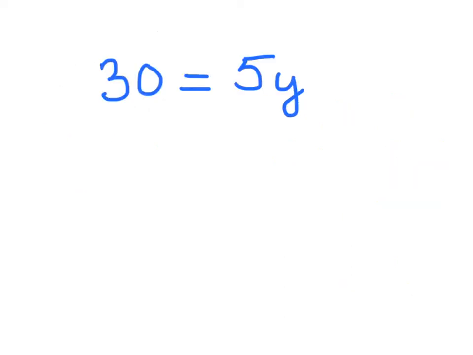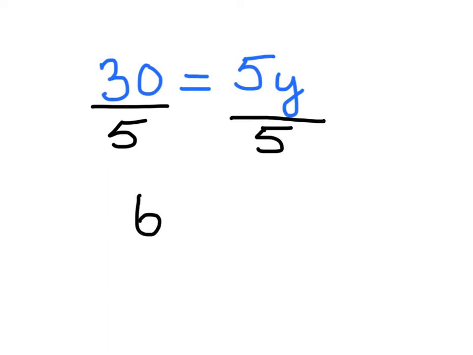Let's take a look at another problem. 30 equals 5y. Again, I want to isolate my variable, and my variable is on the right side of the equation. So I'm going to do the inverse operation of multiplication, which is division. So I'm going to divide both sides by 5 in order to keep it balanced. 30 divided by 5 is 6, and this side ends up being y.